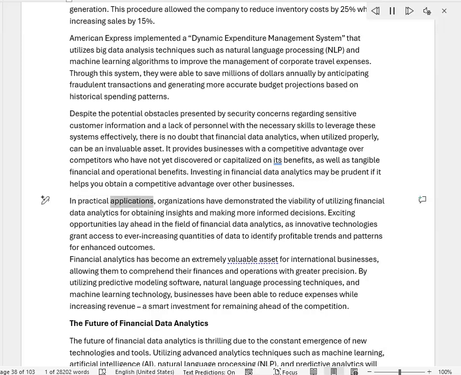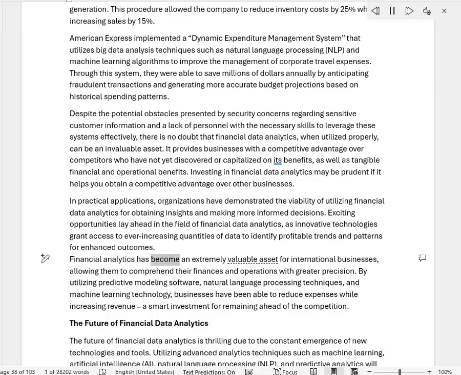In practical applications, organizations have demonstrated the viability of utilizing financial data analytics for obtaining insights and making more informed decisions. Exciting opportunities lie ahead in the field of financial data analytics, as innovative technologies grant access to ever-increasing quantities of data to identify profitable trends and patterns for enhanced outcomes.